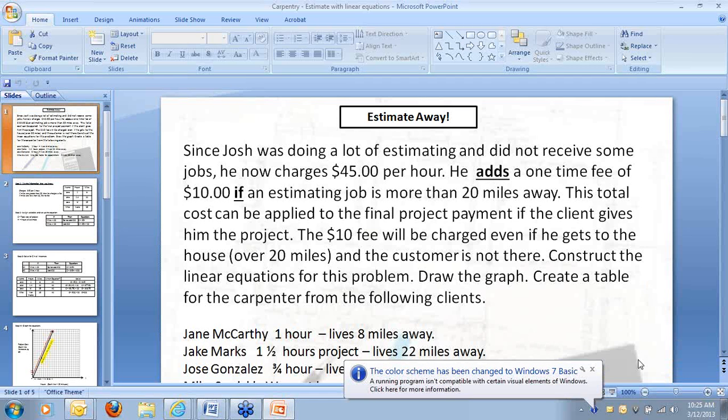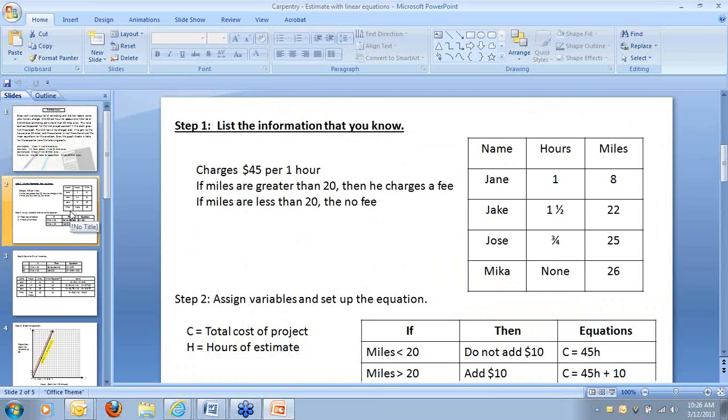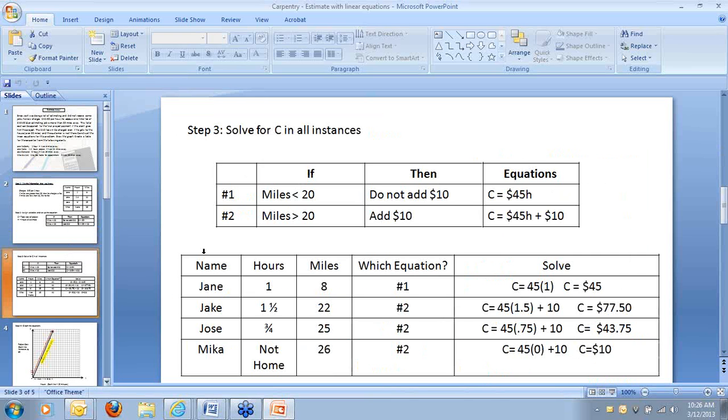point out this estimating project, the distance that a job is, and estimating the cost of a job. And notice the instructions on the screen say construct the linear equations for the problem, draw the graph, and create a table for the carpenter from the following clients. And I'll flip through this, and they may want to say something. So notice that there's an opportunity for students to take a scenario and build a chart. Here's the name of the client. Here's how far they are. And then they go on to calculate.